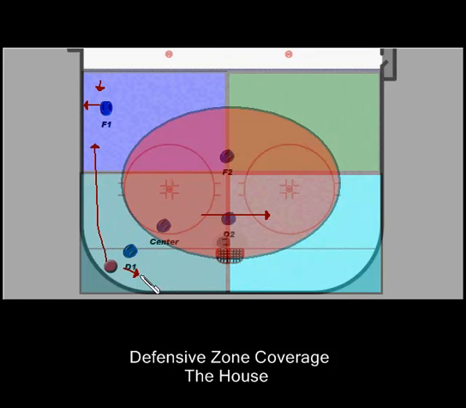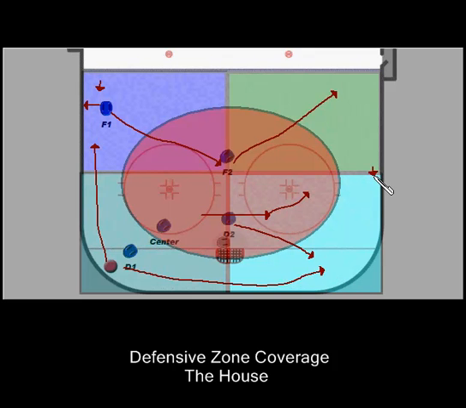As the play moves further this way, F2 would come out to watch that forward. F1 would work his way in here. And again, the center is support in this area. D2 comes down to pick up the skater.